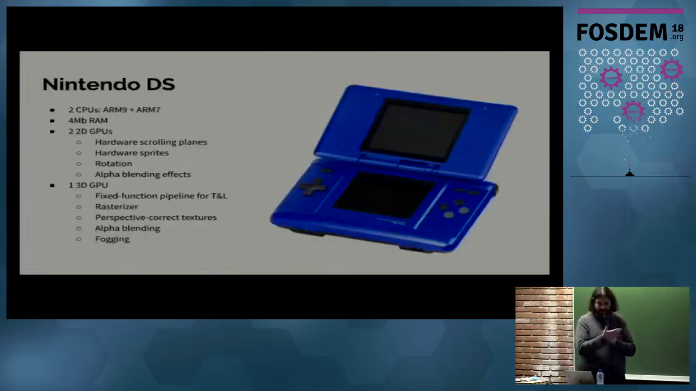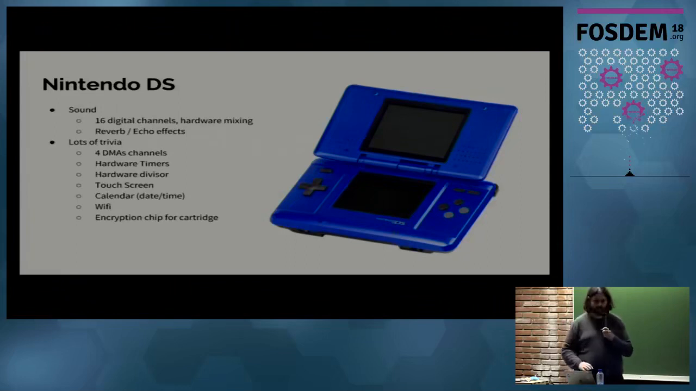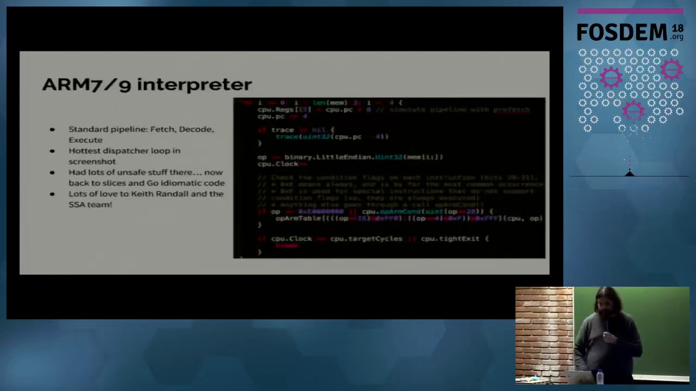A Nintendo DS is this handheld console. You know about it. It has two CPUs, ARM9 and ARM7, two different 2D GPUs, one per screen, and one 3D GPU. And a bunch of hardware that you also need to emulate, like DMAs, timers, and whatnot. So first you need to write an ARM7 and ARM9 interpreter from scratch. Basically you write the standard pipeline, fetch, decode, execute, of a CPU, and emulate that in Go.